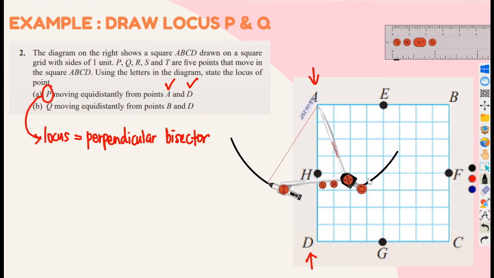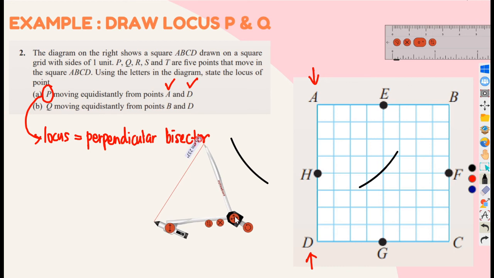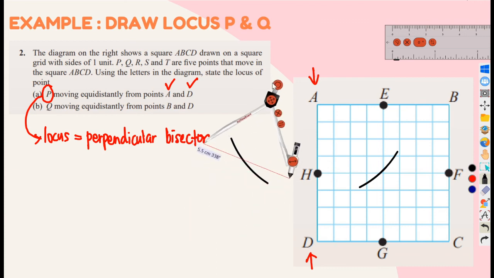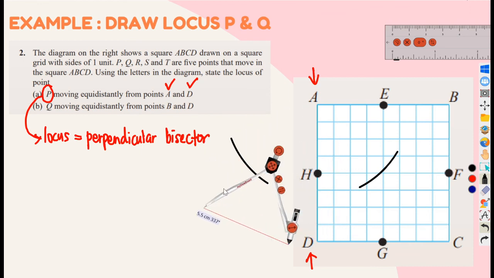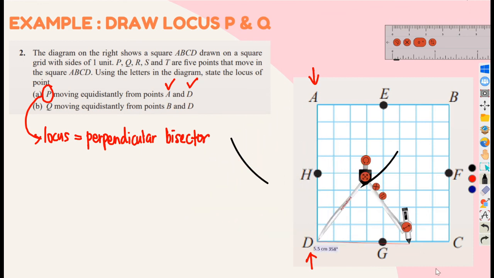Okay, so now you have two arcs here. Now it's at D. Take your compasses at D with the same length. So now at point D, you need to draw a small arc here.